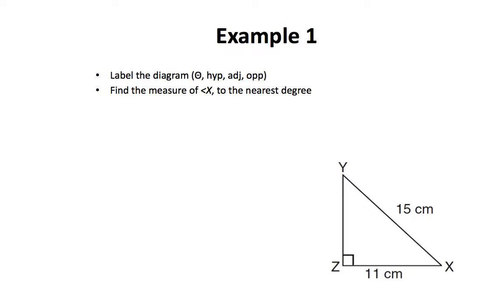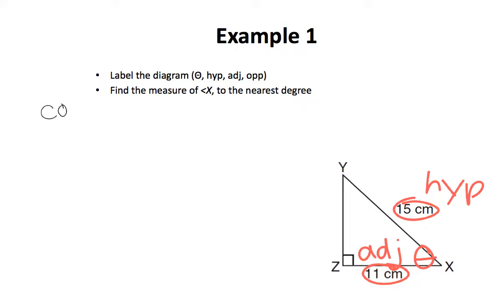In our first example, we want to find the measure of angle x to the nearest degree. This is angle x. Let's call it theta. That would mean the side labeled 15 centimeters would be considered the hypotenuse, since it is the longest side and it is across the 90-degree angle, and the side labeled 11 centimeters would be the adjacent side. The trig ratio that contains adjacent and hypotenuse is cos theta. And let's write it down. Cos theta is equal to adjacent over hypotenuse.